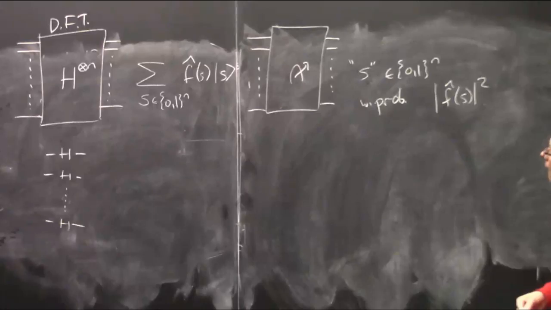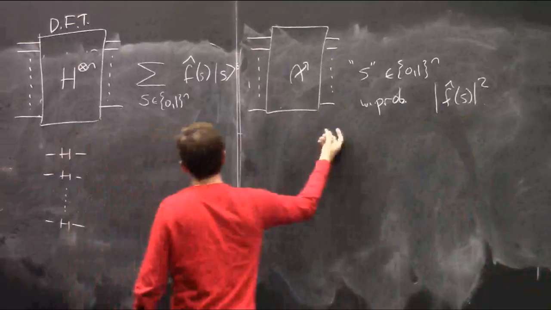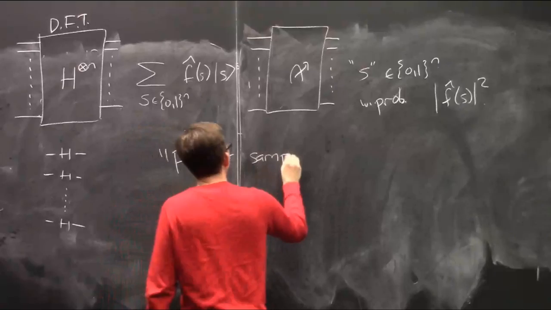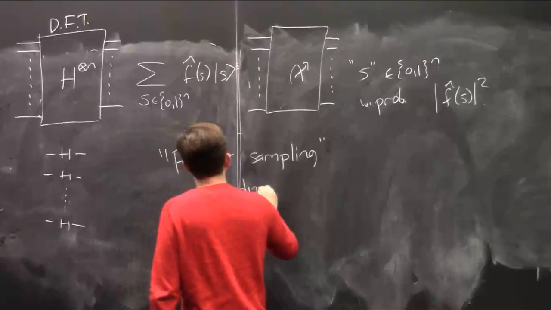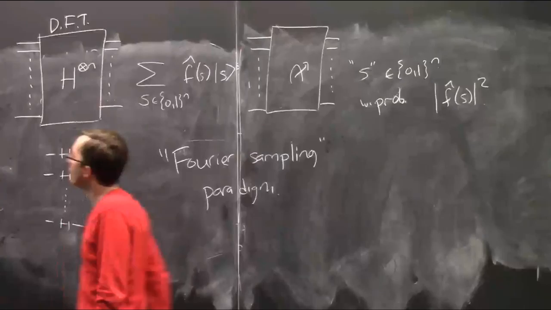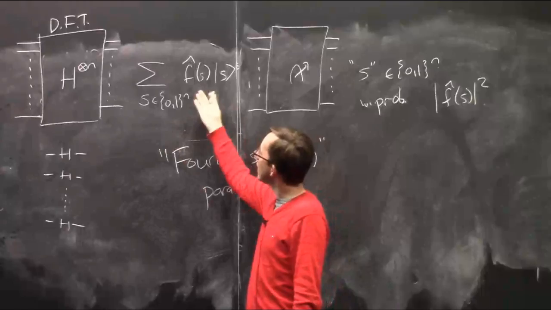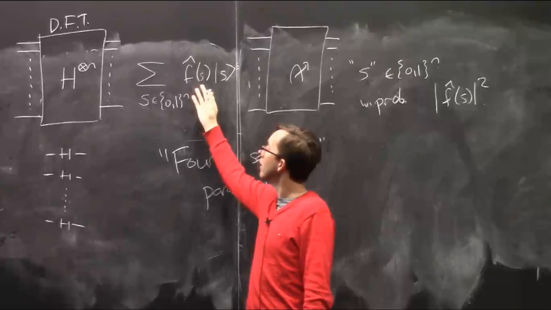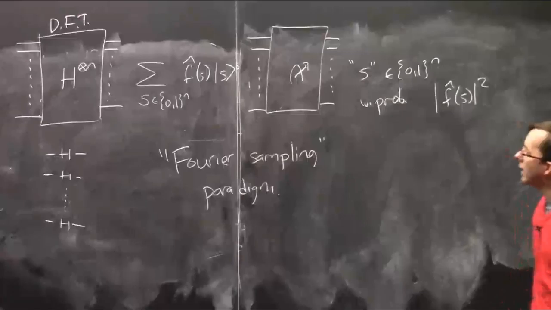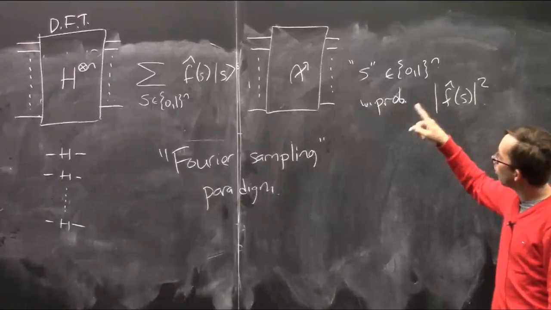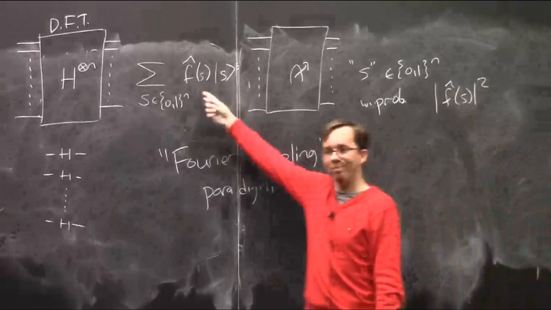And this paradigm, from here to here, is called the Fourier sampling paradigm. You load up some data vector by encoding the 2 to the n values into the entries. And this piece takes the Fourier transform, converting it into a linear superposition of the strength of the chi S pattern times just the name of the pattern, the indicator for the pattern. And then this samples one of these pattern functions chi S with probability equal to the square of the strength of that pattern.